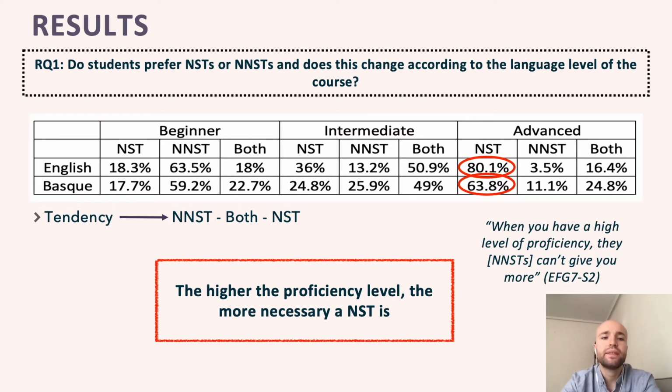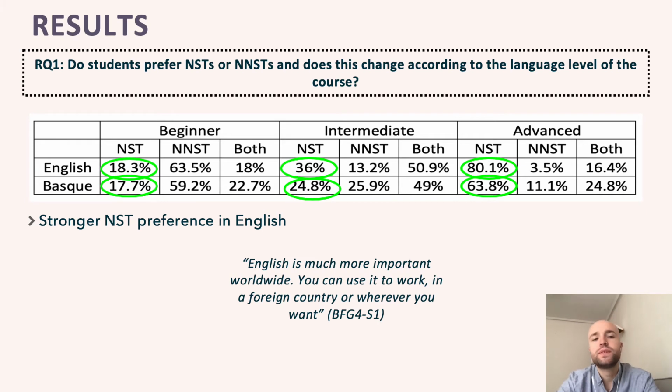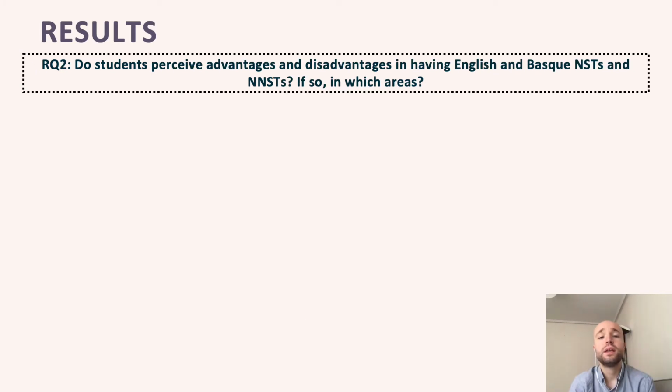These numbers seem to indicate that the higher the proficiency level, the more necessary a native speaker teacher is for students. And this was also indicated in focus groups, where students indicated that non-native speaker teachers have limited English language teaching and Basque language teaching abilities that make them unable to go beyond intermediate levels, as you can see in this quote. If we take a closer look at the data, we can observe that preferences for native speaker teachers are higher in English than in Basque. And this was also mentioned in focus groups, where students mentioned that the international language use of English was the reason behind this preference, as you can see in this quote. In our second research question, we were interested in examining the preferences for native and non-native speaker teachers in specific areas.